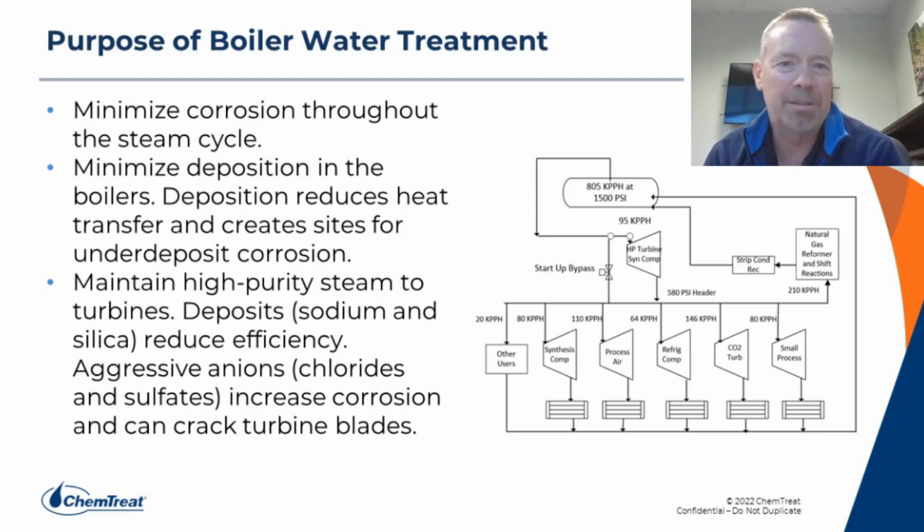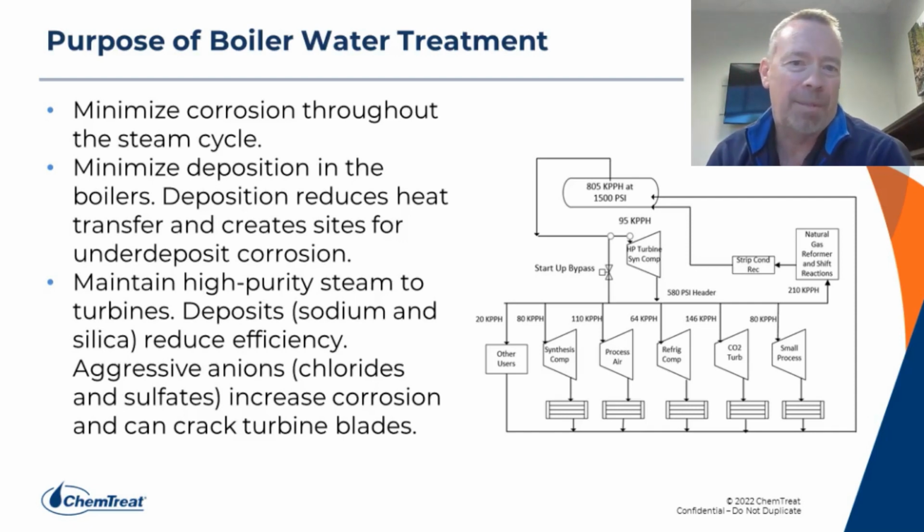The second purpose is to minimize deposition. Now, this is also done during pre-treatment, but the deposition that we're mostly concerned with, and we're going to discuss a lot today, is iron and sometimes copper transport into our steam generators and boilers. All the iron or the majority of iron that transports into these boilers will deposit, unfortunately, in higher heat flux areas preferentially, and that causes sites for under-deposit corrosion, so we'll discuss that in more detail.